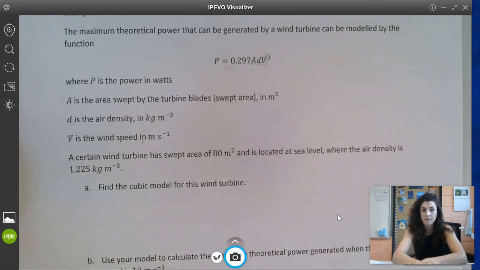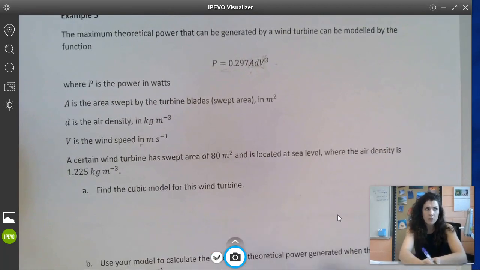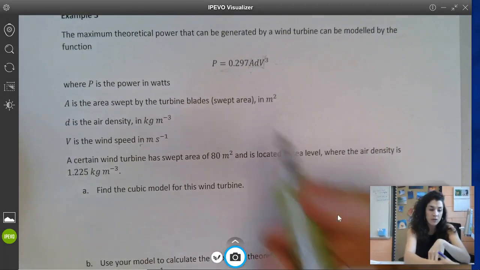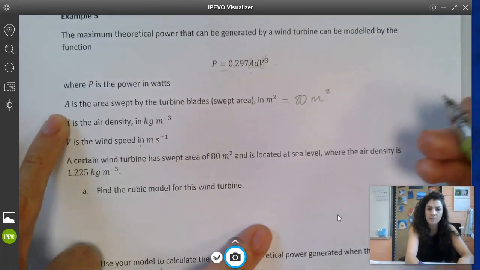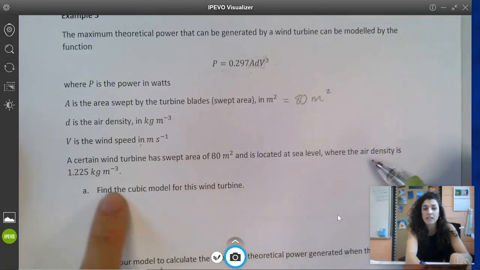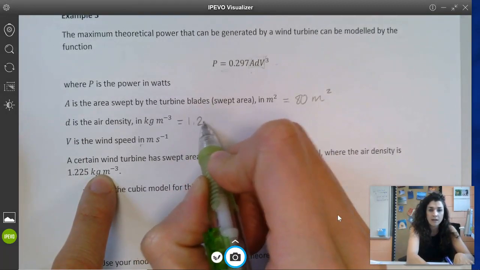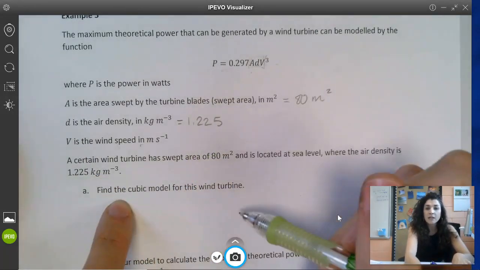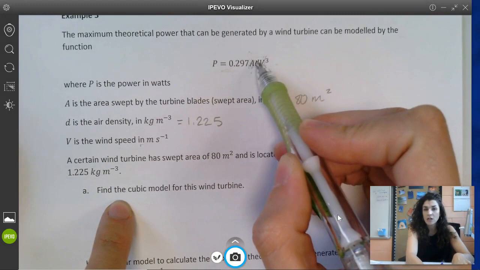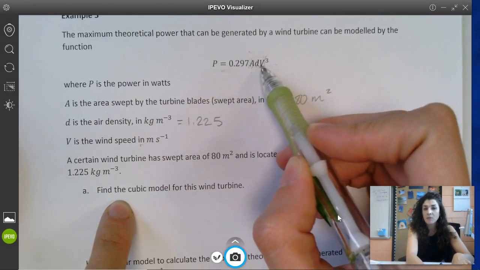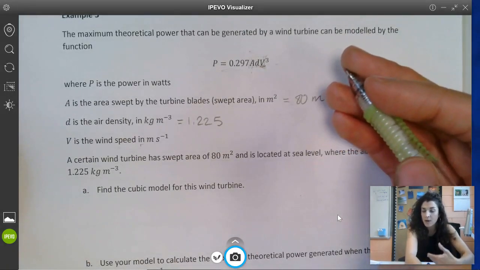problem solving through this. So it then says a certain wind turbine has a swept area of 80. Oh, we talked about that before. We said it depends on how much area it is. So A is the area swept, and that's 80. Okay. And it's located at sea level where the air density is 1.225 kilograms per meter cubed. Well, that's then D. It says find the cubic model for this wind turbine. So I just turned A into a number, and I turned D into a number, and the only input I have left is V, which is good. I only want one input when I have an equation.